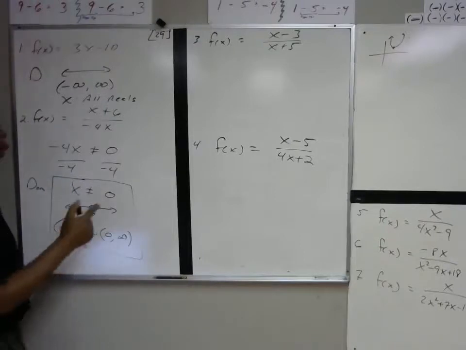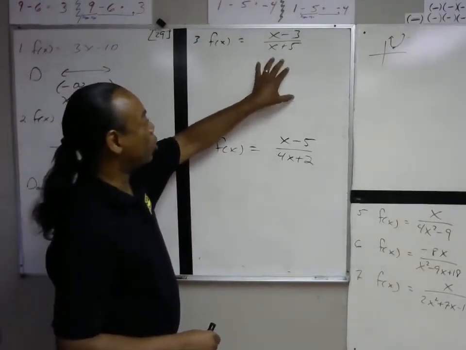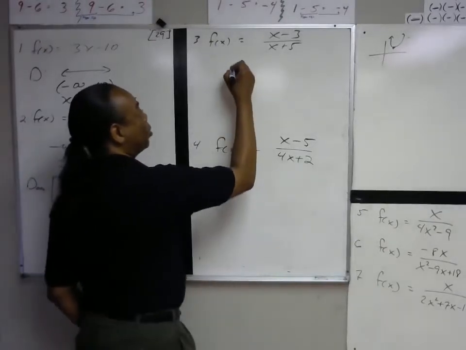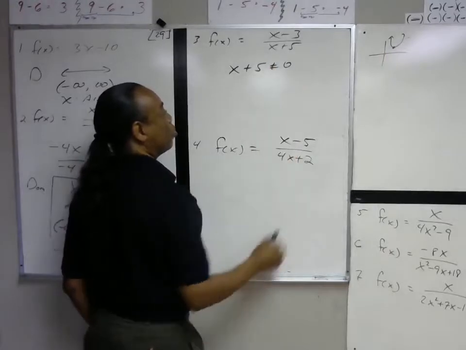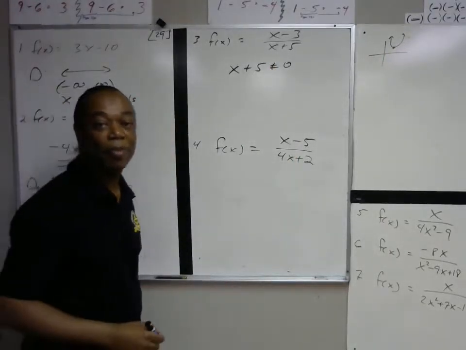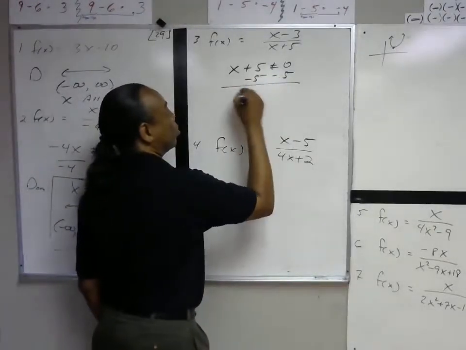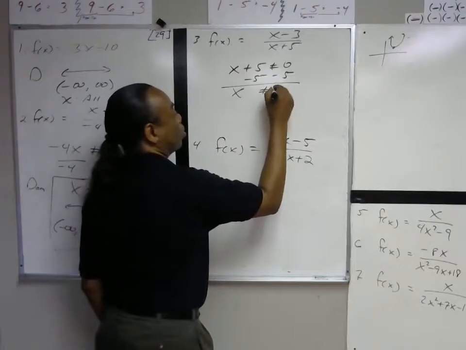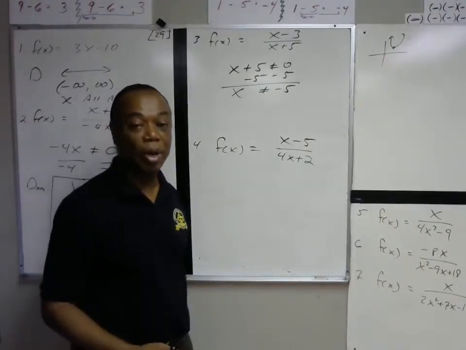Okay. All right, number 3. Number 3 is also a rational function, so we will take the denominator out, x plus 5, set it not equal to 0, and that will allow us to find our domain. We'll solve for x by subtracting 5 from both sides, and we end up with x cannot equal negative 5. So that's the domain.